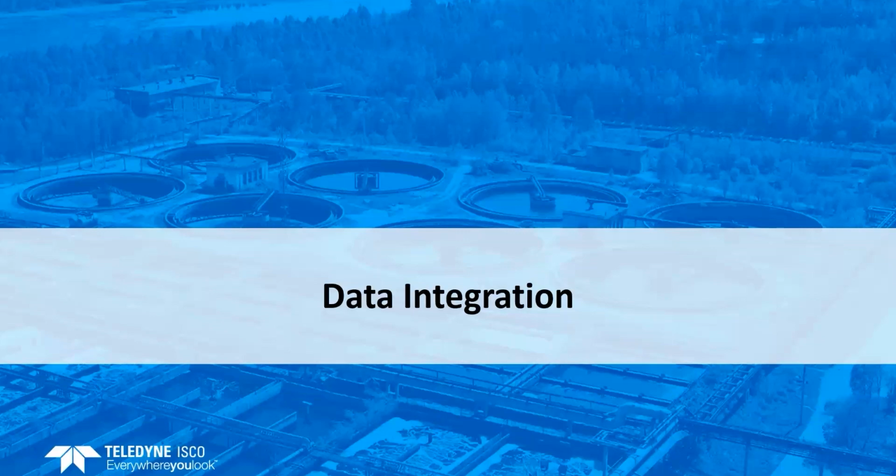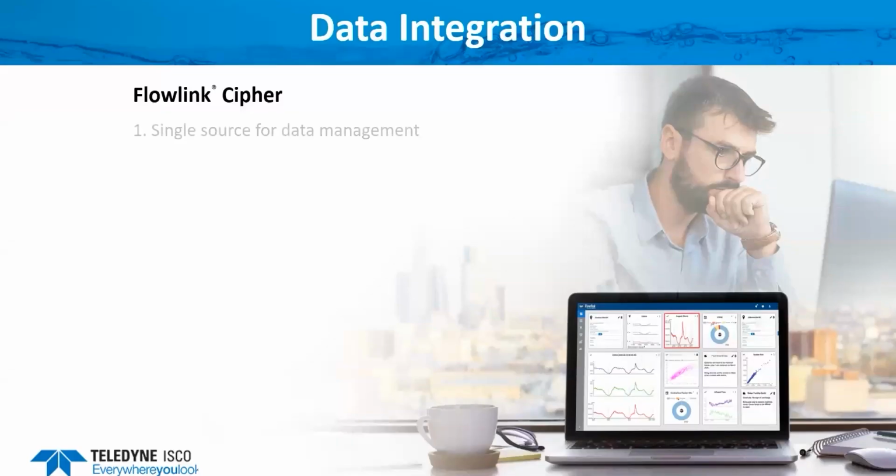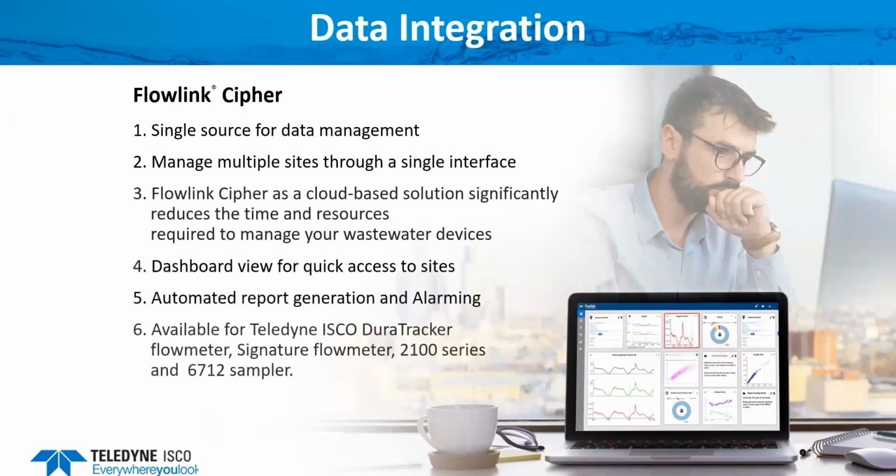So now we're going to skip over and talk about the data integration portion of this. This all has to do with Flowlink Cipher. By using Flowlink Cipher, it is a single source for all your data management. It allows us to have multiple sites in a single interface. Because it's a cloud-based solution, we have all the equipment out there in the cloud, so you don't have to worry about having those things in-house. This is going to save you time and resources because you don't have to manage the servers, because that's all taken care of for you.